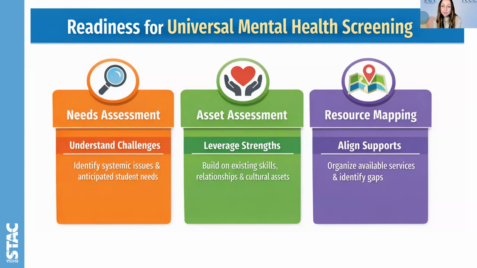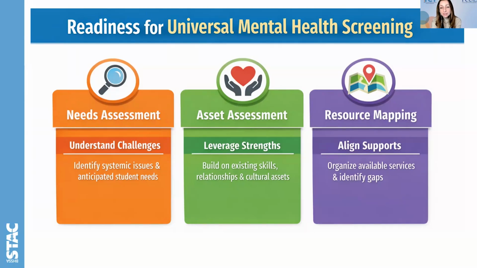But I wanted to really unpack, what does this mean? So what is needs assessment, asset assessment, and the difference between resource mapping, and how does this directly apply to universal screening? We might have done this before on other projects that we're a part of, but what does this actually mean for the readiness that is aligned to our universal screening work, both at the community level and at the school site, district, and student level? So we're going to unpack this a little bit.